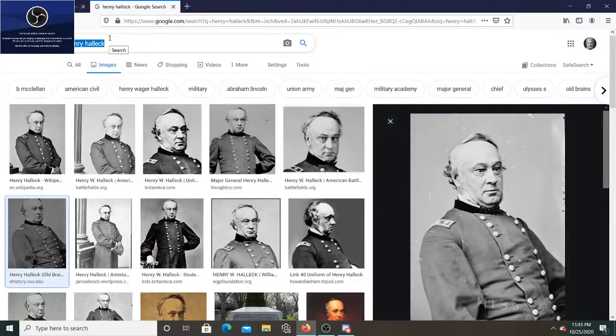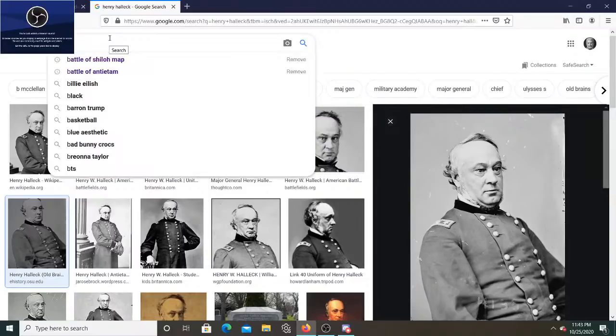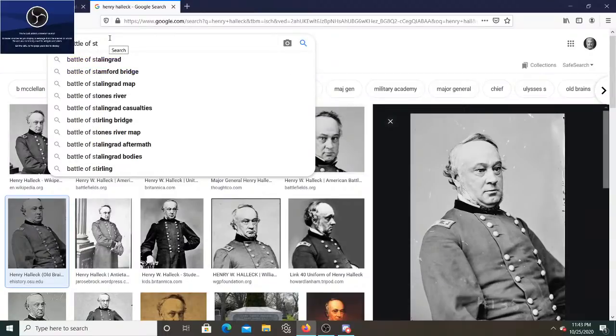So, but anyway, you want to move on to number six? Do you have any thoughts on Shiloh? I don't have any other Shiloh ideas. All right. Number six is Stones River. So that's also in Tennessee. That is also in Tennessee.